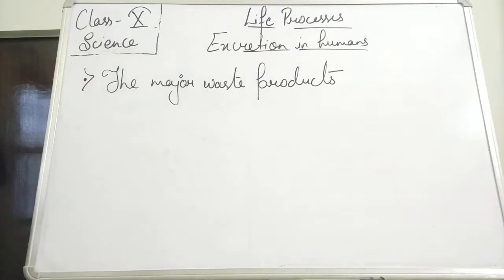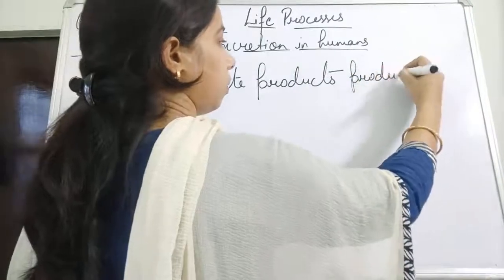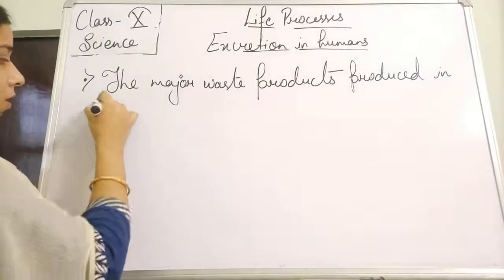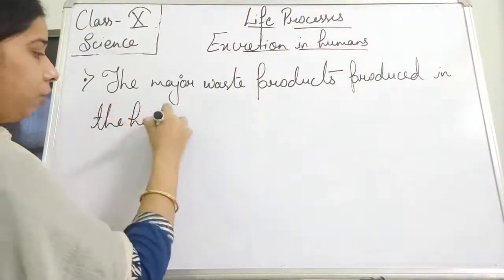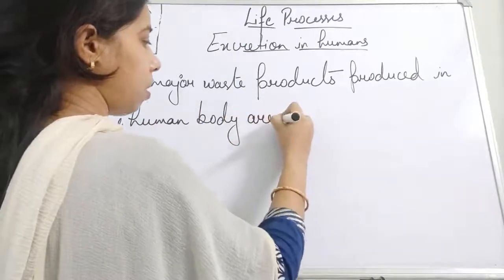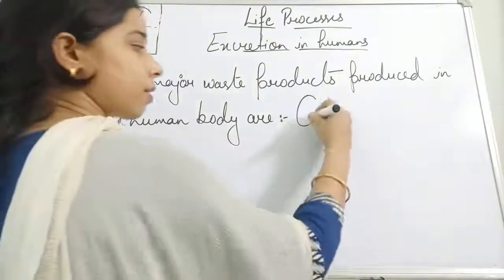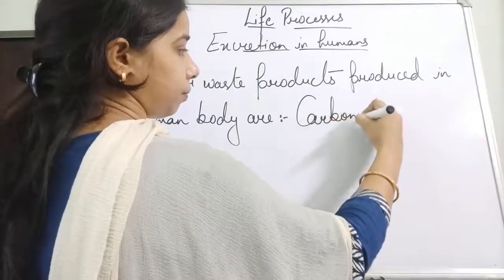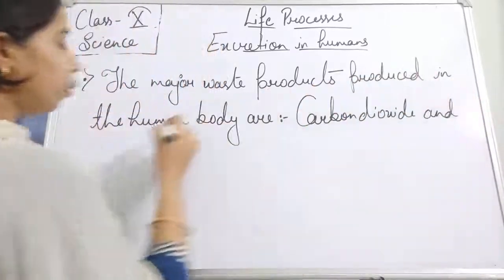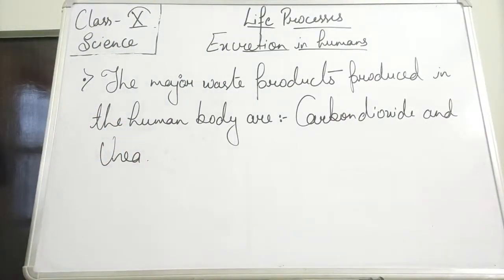produced in the human body are, first, carbon dioxide, and urea. Carbon dioxide and urea.